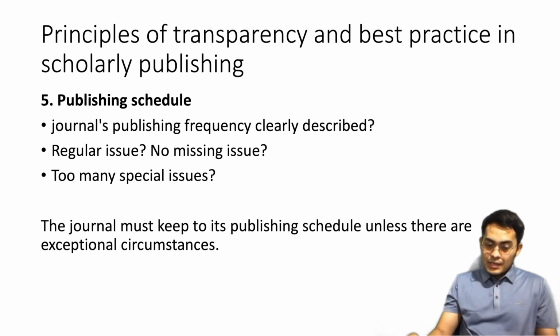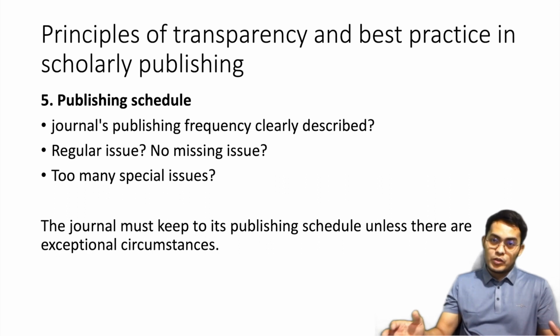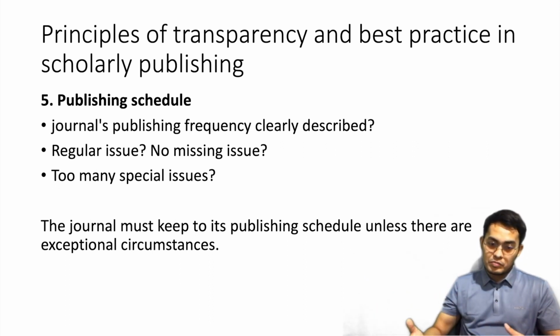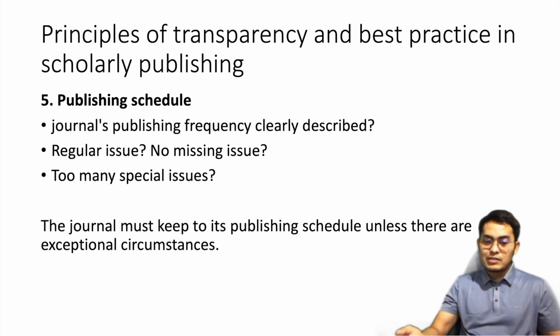So the journal must keep to its publishing schedule unless there are exceptional circumstances. Again, the journal needs to be transparent and stay open. If they are missing issues, they need to be able to mention it. Let's say they change the server or the publisher, so they can miss the issue and then continue the next year, for example, because they are still in the process of changing the server. So it's acceptable, right?